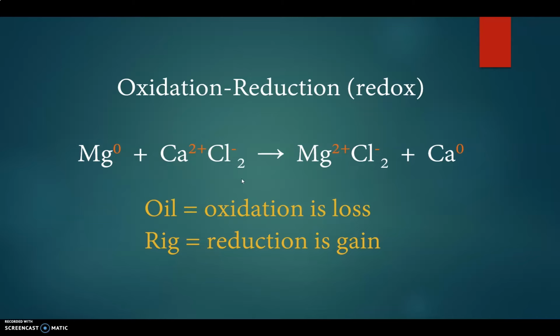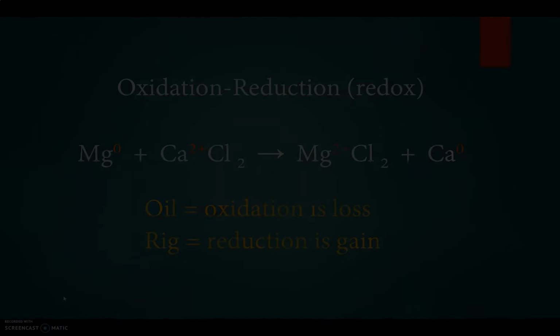So when the magnesium went from 0 to positive 2, since it became more positive, it must have lost electrons, and we know from OIL RIG that oxidation is loss. And of course, reduction is the opposite. Reduction is the gain of electrons. The calcium went from positive 2 to 0. Its charge actually decreased, and the only way your charge decreases is if you pick up some negative electrons. So a decrease in charge means reduction, and reduction means gain.